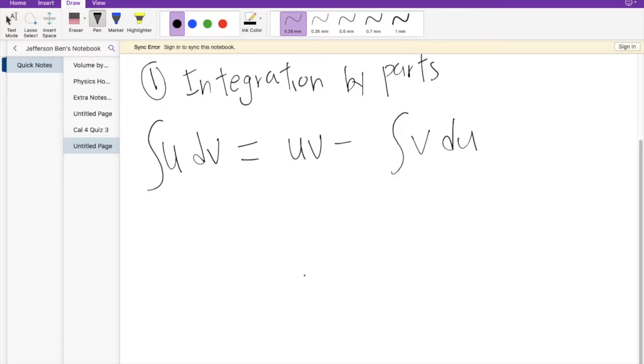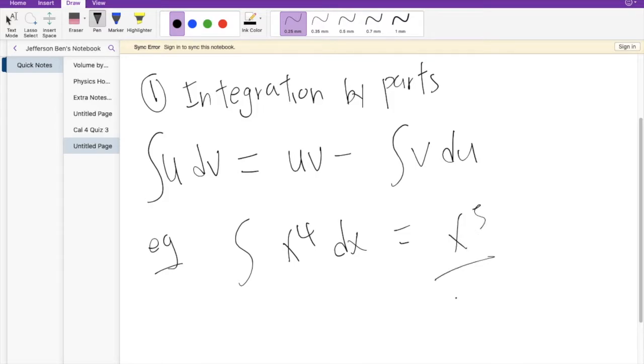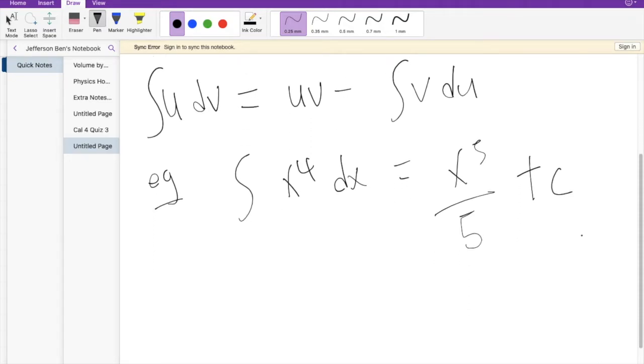In high school, we learn how to integrate normally. So let's say we know how to integrate x to the fourth. This is simple, right? You add 1 to the power to get 5 and divide by the new power, n plus 1, and you add c. This is what we were taught in high school.